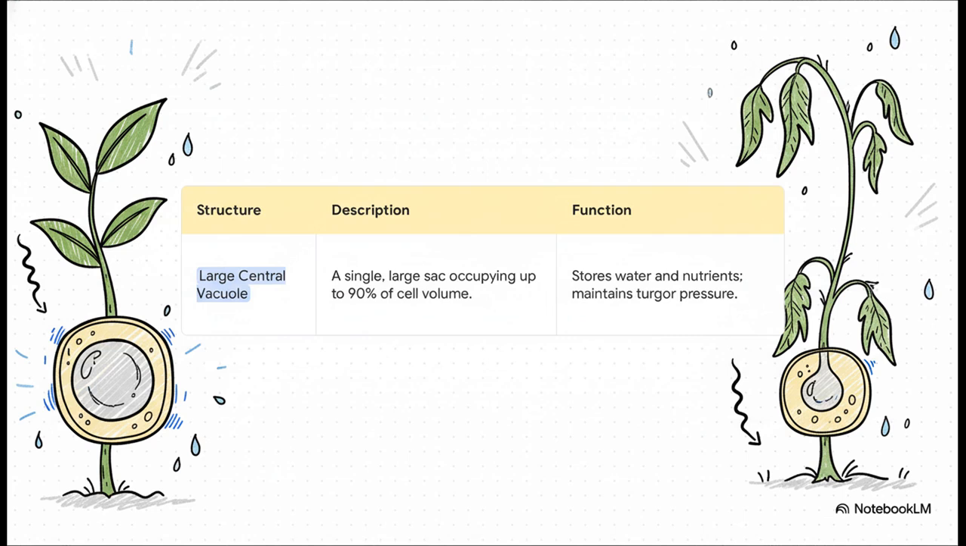It's all about something called turgor pressure. When this vacuole is full of water, it pushes out against that rigid cell wall, making the whole cell firm and stiff. This is literally what keeps the plant from wilting. When the vacuole starts to lose water, the pressure drops and the plant droops. It's a super simple but effective hydraulic system.